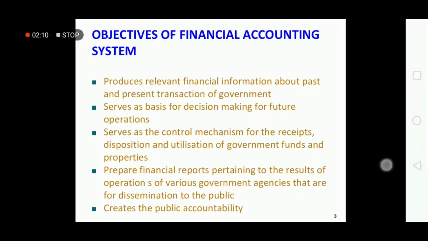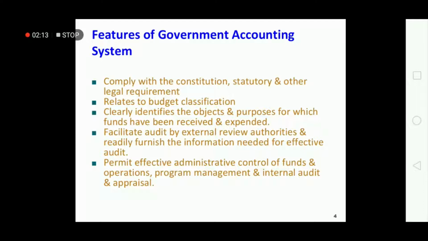Moving on to the next part, features of government accounting system. There are 5 characteristics of government accounting system. The first characteristic is to comply with the constitution, statutory, and other legal requirements. Accounting system is maintained according to the government rules and regulations. So it must be complying with the federal constitution, statutory, and other legal requirements. For example, the Treasury Instruction, TI, Treasury Circular, TC, and also Treasury Circular Letter, TCL.